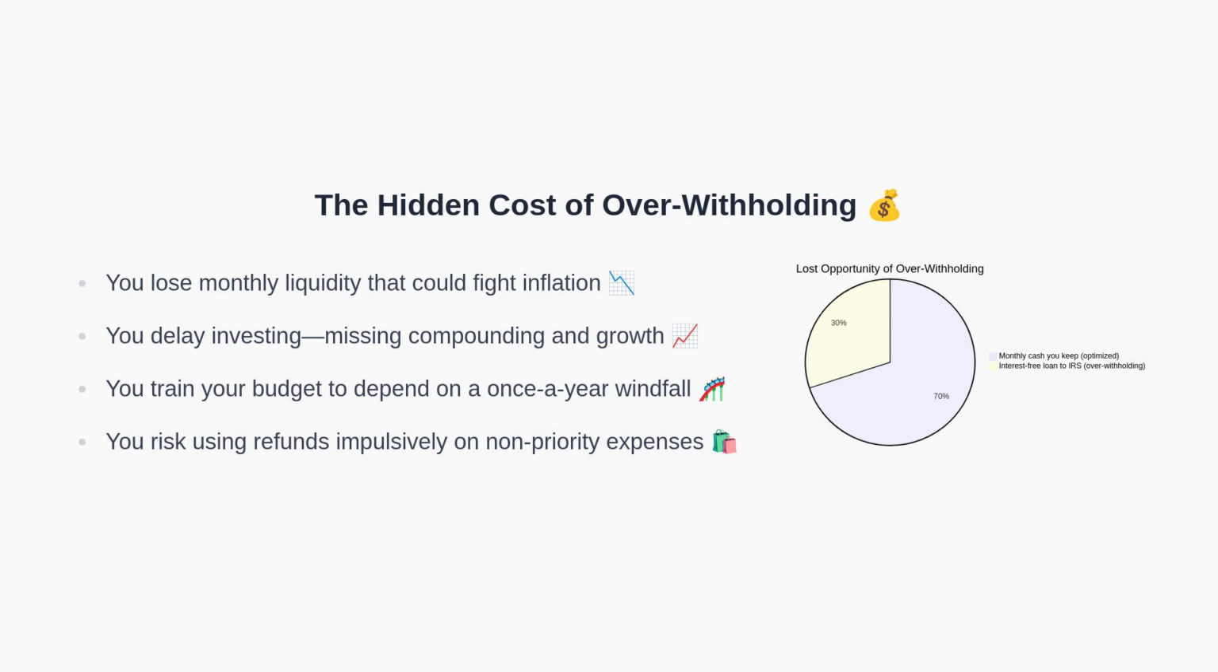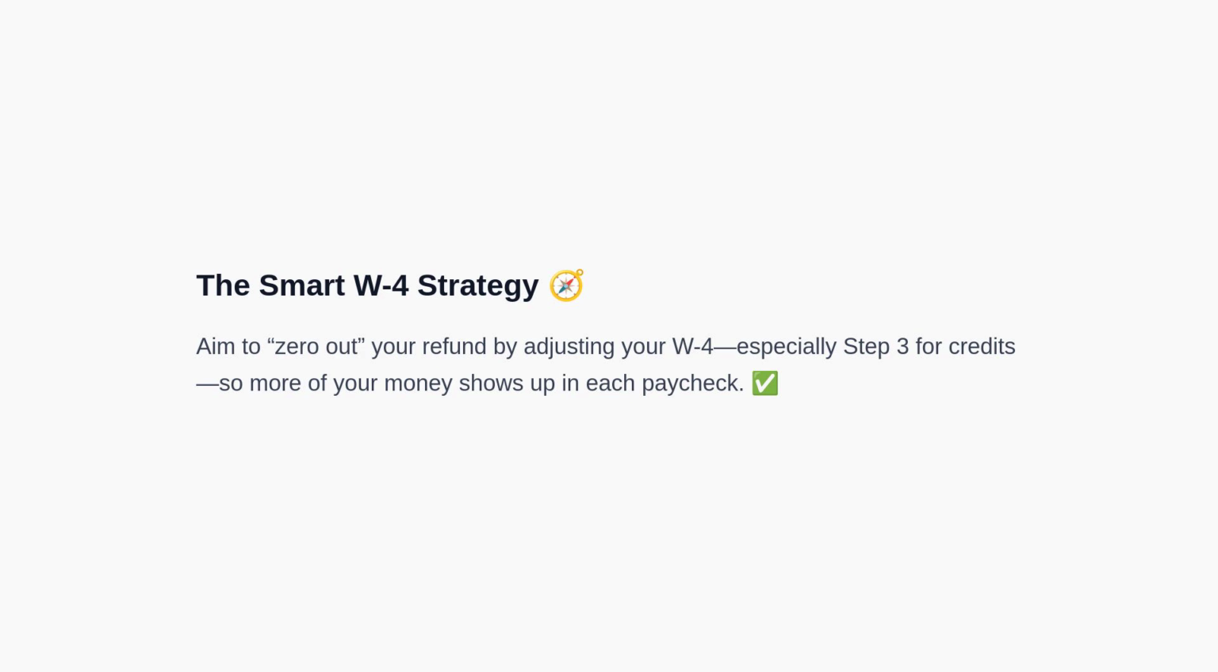Now that the problem is clear, let's introduce the solution: a smarter W-4 strategy. A smart W-4 strategy aims to reduce or eliminate your expected refund by aligning your withholding with your actual tax liability. Using Step 3 to reflect credits like the child tax credit means you receive more of your money during the year. The key is to be precise and disciplined. Next, we'll walk through exactly how to do this using the IRS withholding estimator.